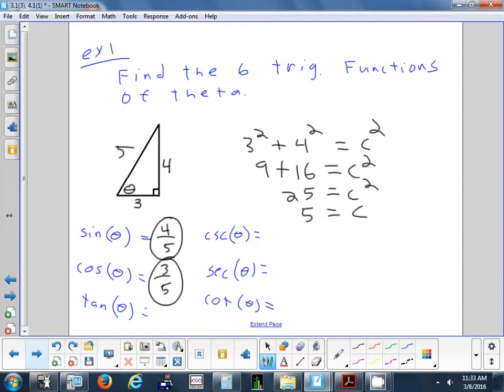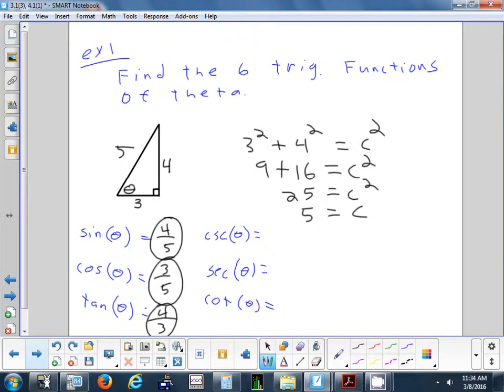What's our definition for tangent again? What 2 sides do we need? Opposite over adjacent. So what side is farthest away from theta? The 4. And what side is right next to it? That's not the hypotenuse. 3. So there's our tangent, 4/3.